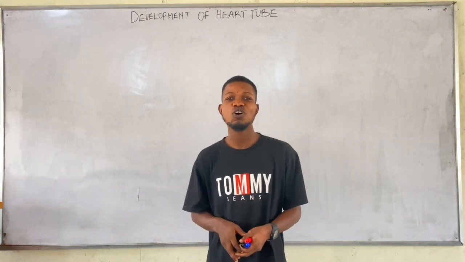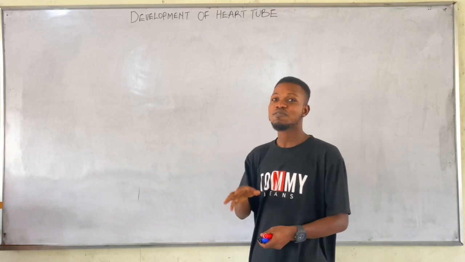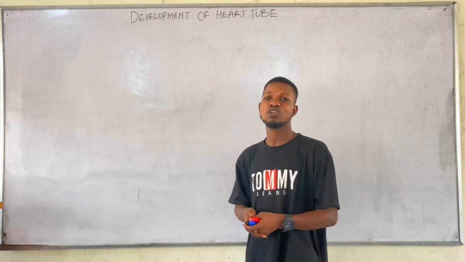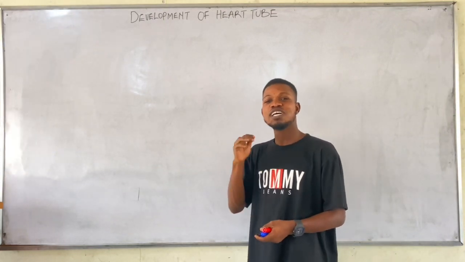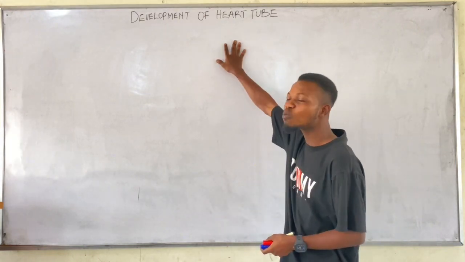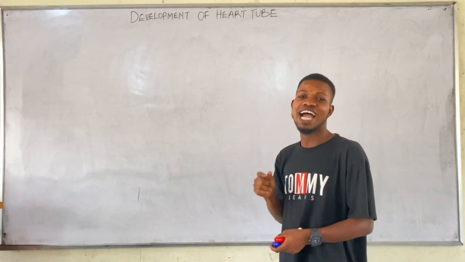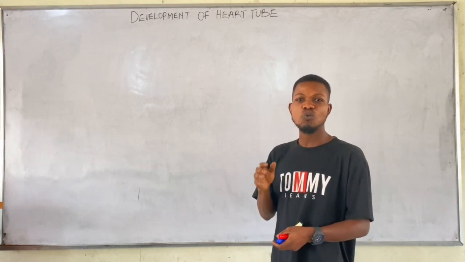Now, in this video, we want to look at development of the heart tube. We want to look at development of the cardiovascular system, but we are going to be taking the cardiovascular system in sequence. The first one we want to look at today is the development of the heart tube. We want to look at how the endocardial heart tubes are formed. So that's what we want to look at.